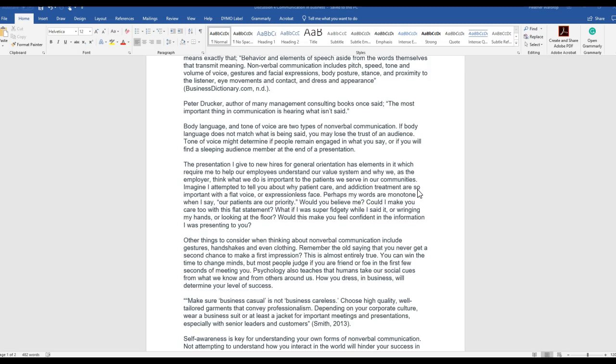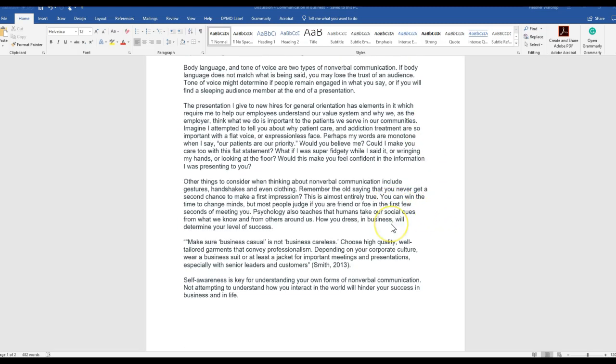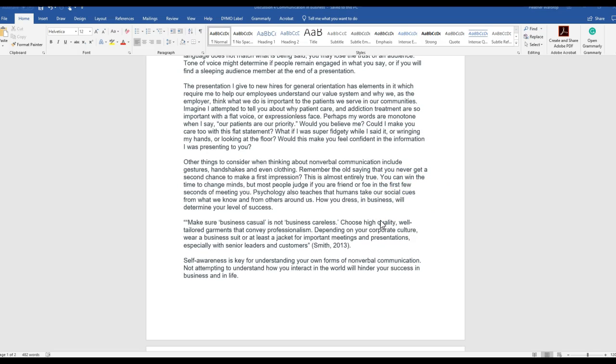What if I was super fidgety while I was saying it, wringing my hands, looking at the floor, looking down? Would this make you feel confident in me or in the information I was presenting to you? So we could start to see how body language and your tone of voice is important. Other things to consider when thinking about nonverbal communication include gestures, handshakes, and even clothing.